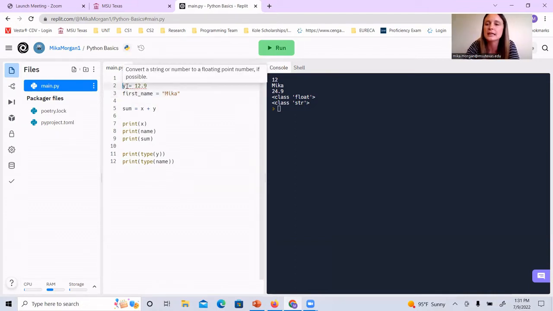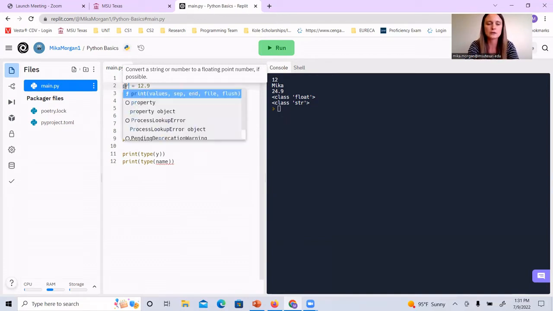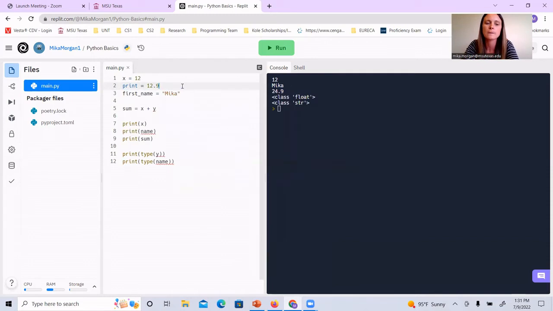And then finally, we said it could not be a reserved word. So for example, one of the reserved words we've already talked about is print. If I were to try and actually run this, I get an error message. It doesn't know what it's supposed to do with that.